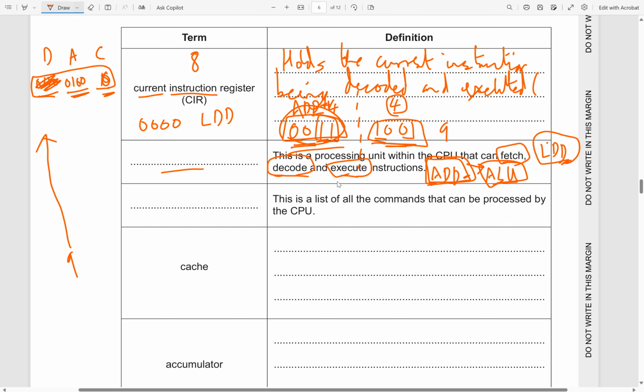because as I said, the control bus is for decoding, but it's not really for fetching or executing. It's kind of indirectly involved, but it's not directly doing that. So here they actually just say core.